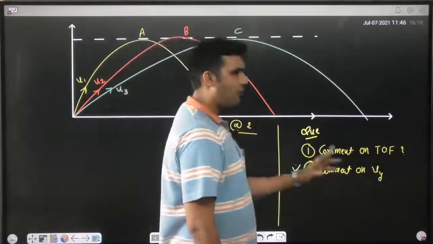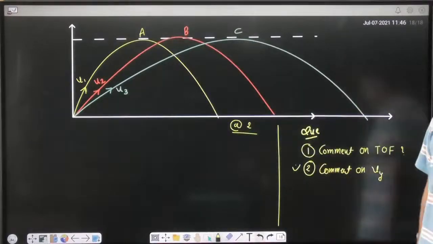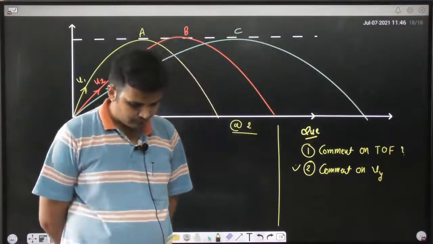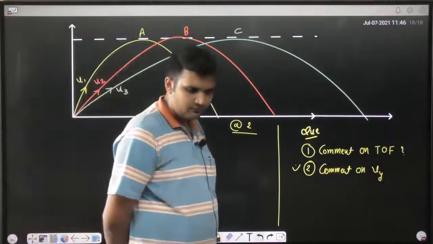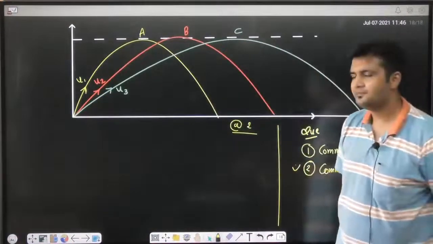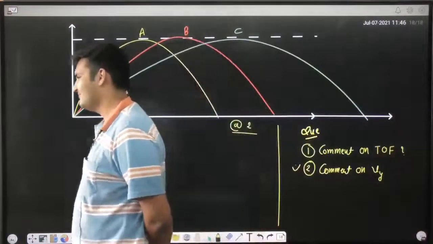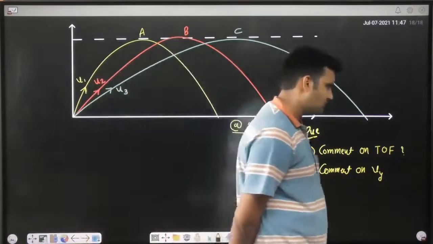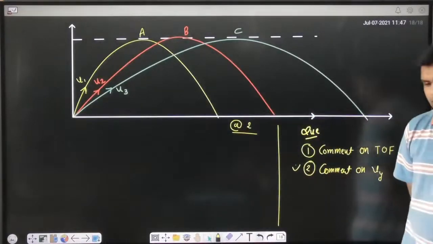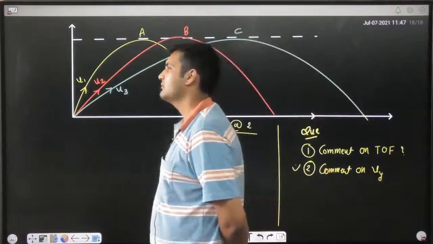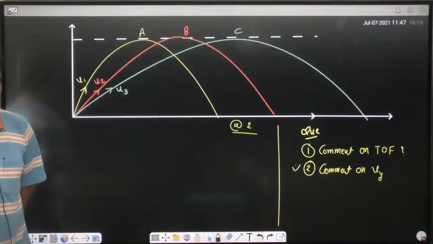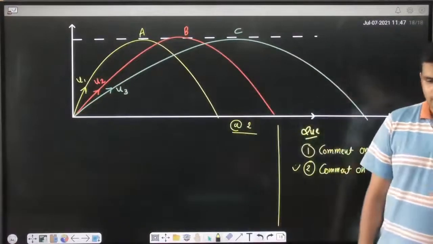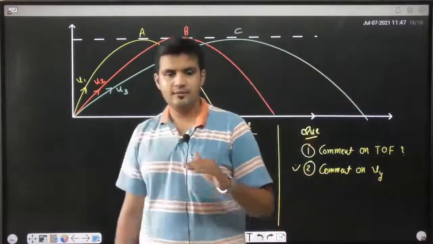See, what is the same for all three? Who will tell me? What is the same for all three? No, Umang, it's a wrong answer. Very good. All students are saying that the maximum height is the same for all three.